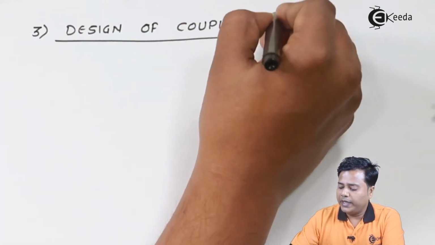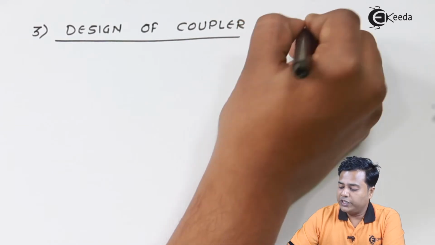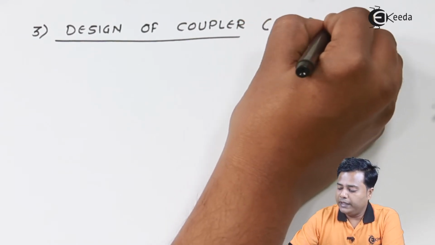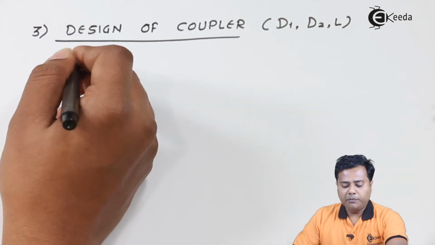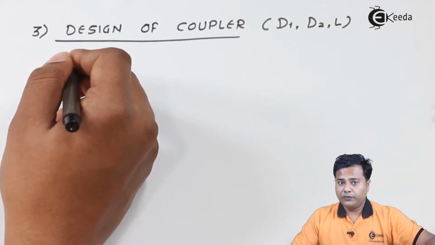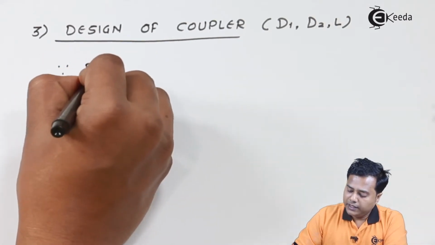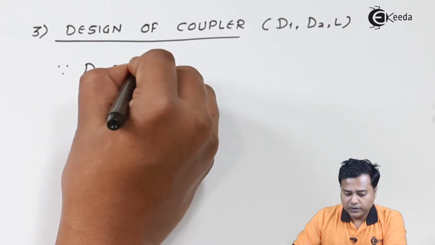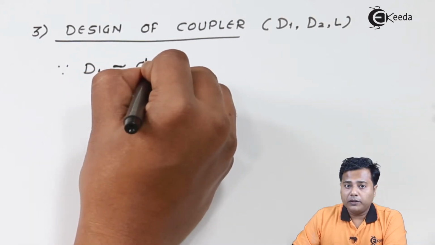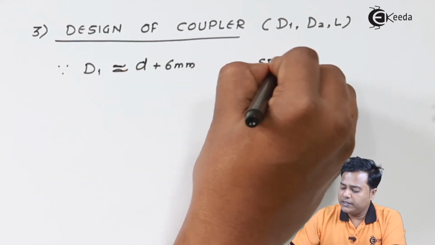Here we are going to look at the different dimensions of the coupler. Very important dimensions are D1, D2 and the length of the coupler. Here also there is an empirical relation that we are going to use, again from the computer-aided machine drawing book, and it says that the inner diameter of the coupler is almost equal to the outer diameter of the rod plus 6 millimeter. You can say it is standard practice.